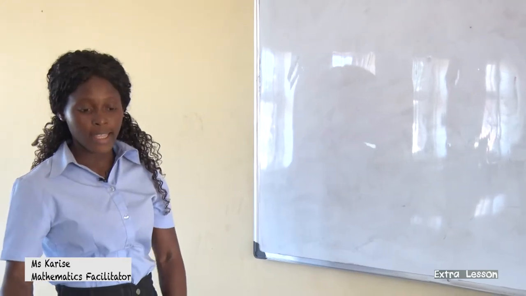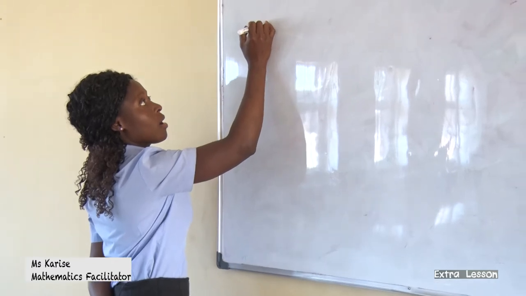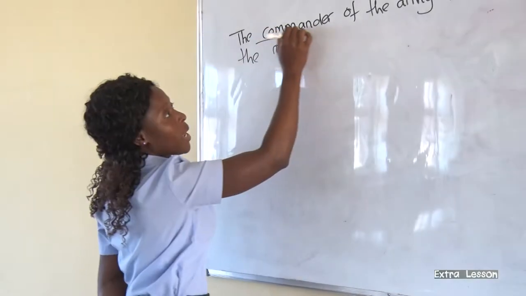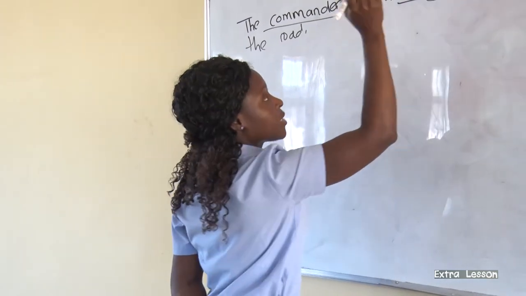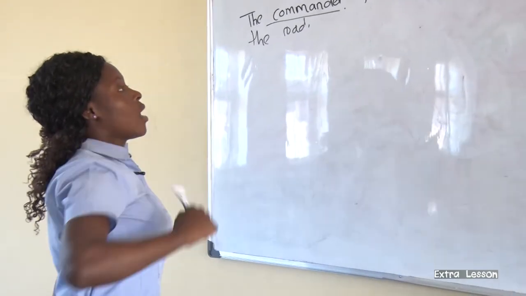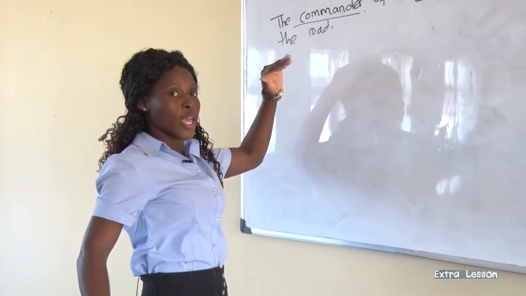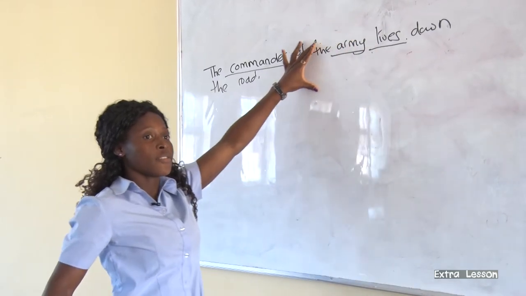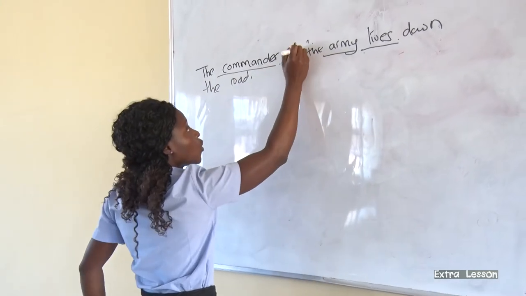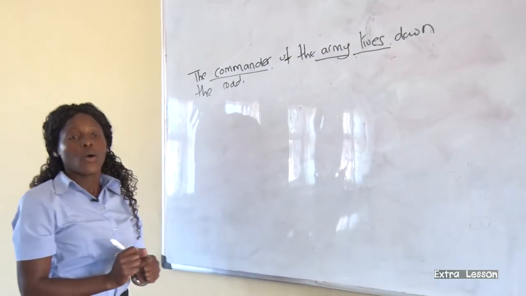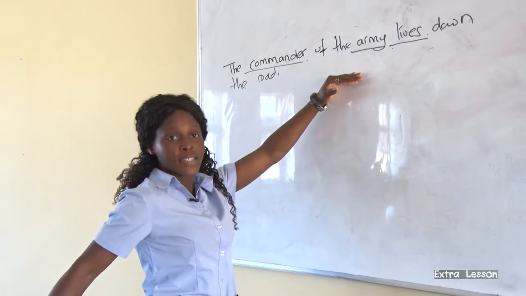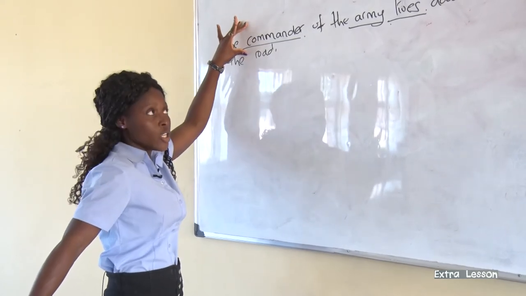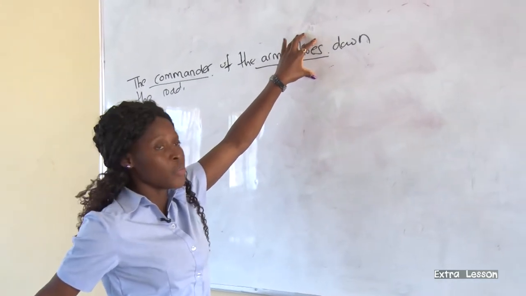Welcome back, learners. Let's take another example. We might have a sentence like, the commander of the army leaves down the road. Commander is the subject, army is not the subject, and the verb is leaves. Now, like I said before, we have what we call the appositive. Of the army is an appositive, which is giving us more information about the noun that we want to use, which is the commander. The commander of what? Of the army. So the appositive gives us more information about the main noun that we are using. The commander is in singular, and our verb has been added an S, which means it's also in singular.